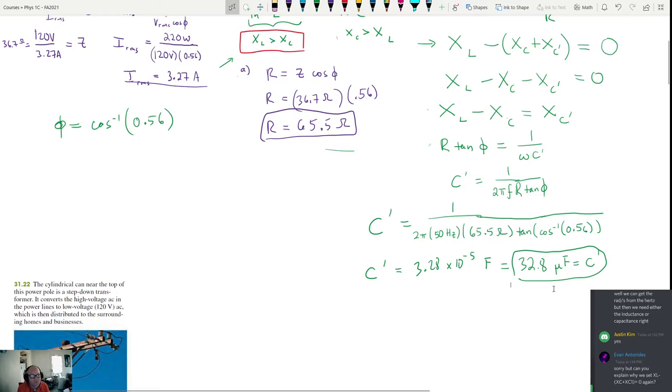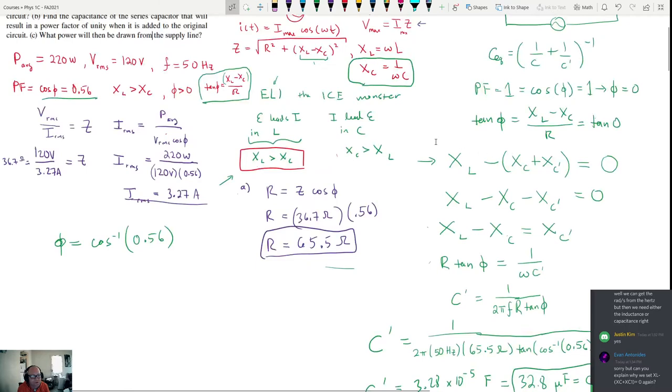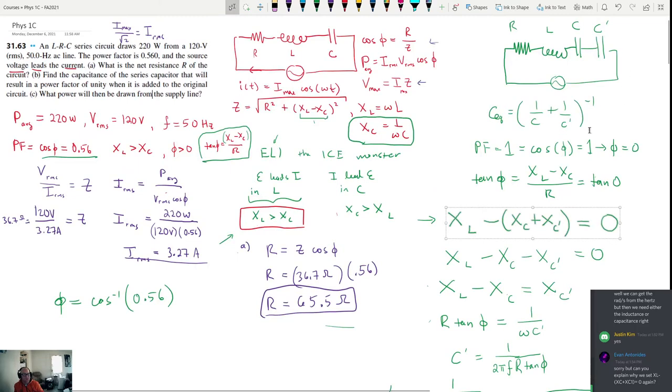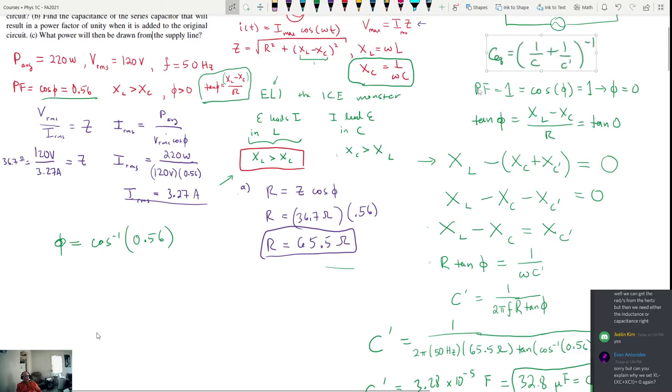And your question was, how did I do this, right? Why is this zero? All right, so we said that we are going to add a capacitor in series to our problem. And we know that the equivalent capacitance, when we add a capacitor in series, is given by that expression right there. So if we expand that out, one way we could write it is 1 over Ceq is equal to 1 over C plus 1 over C prime.